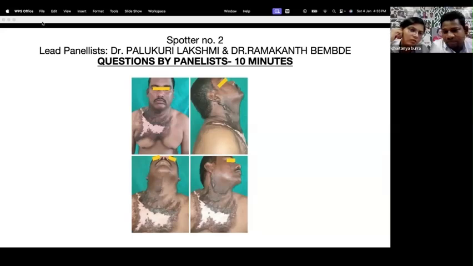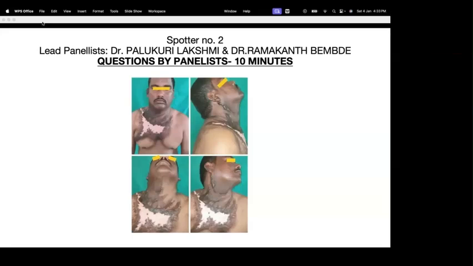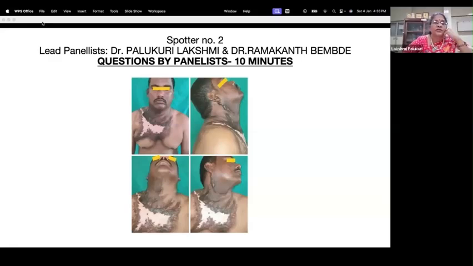Sir Ramakant, anything you want to ask in the initial part before going to management? I think that's all. Okay. So how will you address this condition? His main problem is the hypopigmented patch. Ma'am, we advise the patient to avoid direct sun exposure. It is already 2 years old.